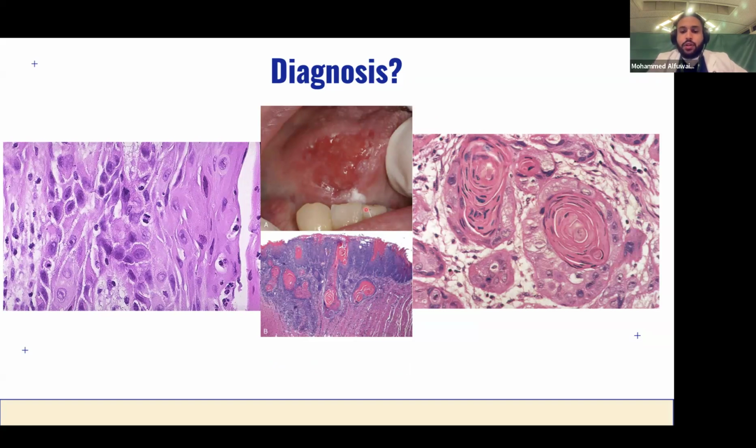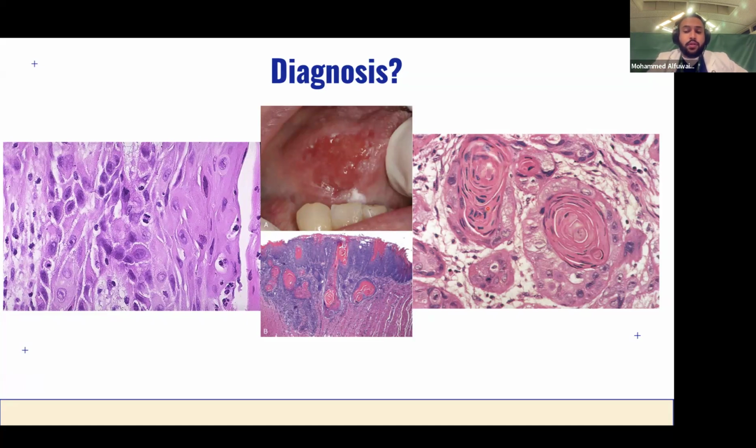Squamous cell carcinoma. How can we tell the difference between this and leukoplakia or erythroplakia? It's ulcerative, it's erosive. It starts to invade inside, so it starts to bleed. Whether or not this patient has erythroplakia, leukoplakia, or whatnot, you take a biopsy just to make sure that this patient does not have this. You take a biopsy, you see this.